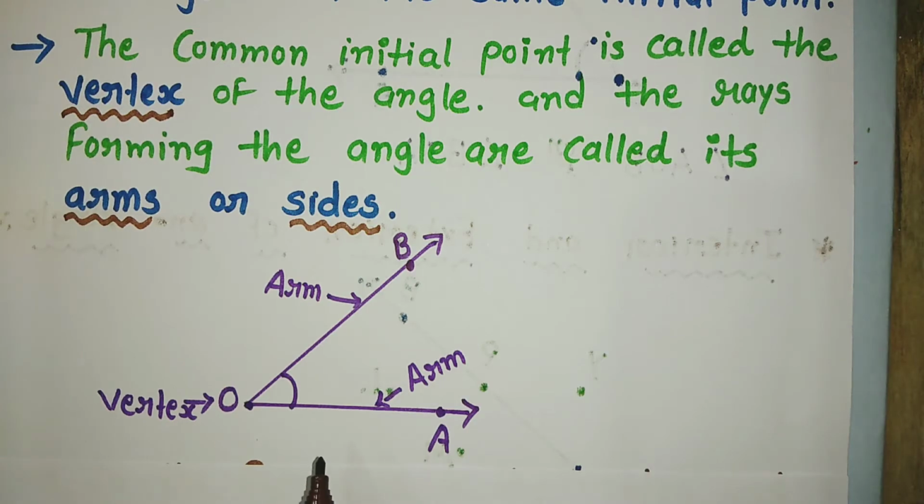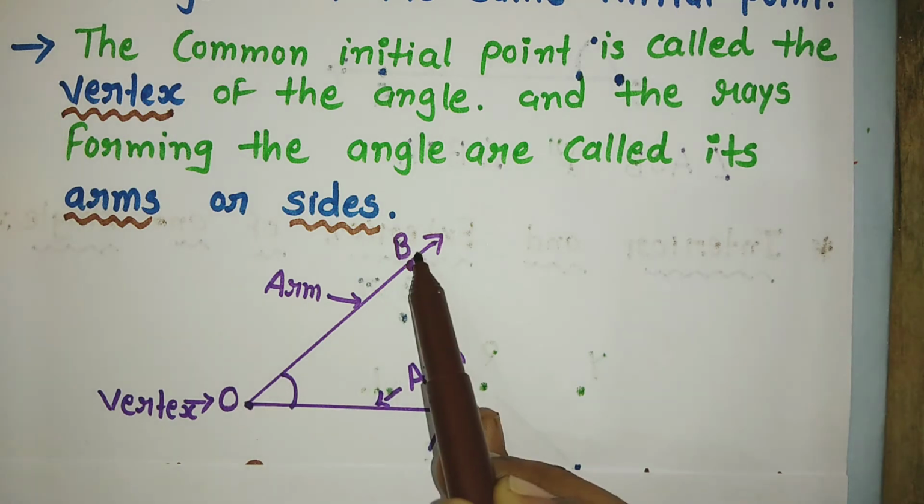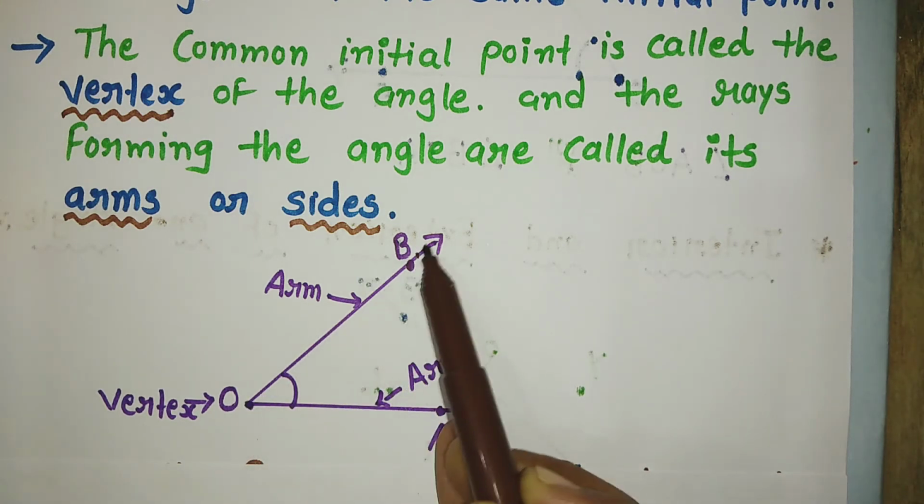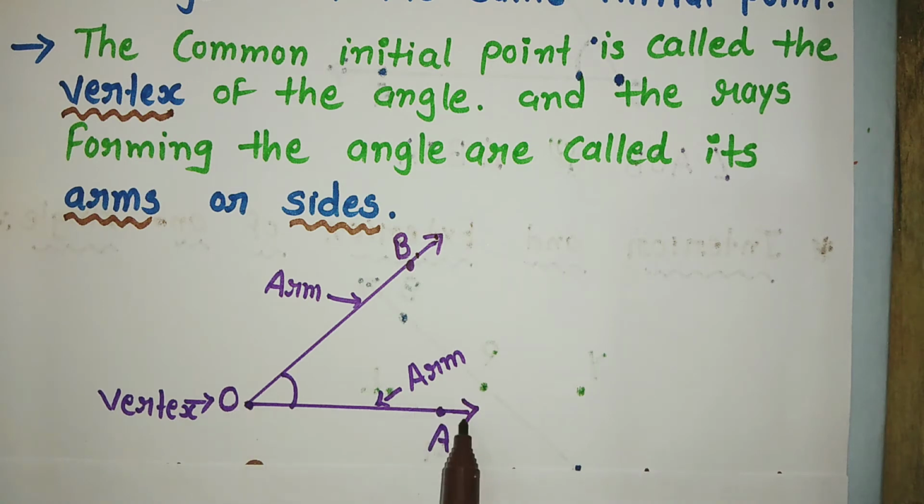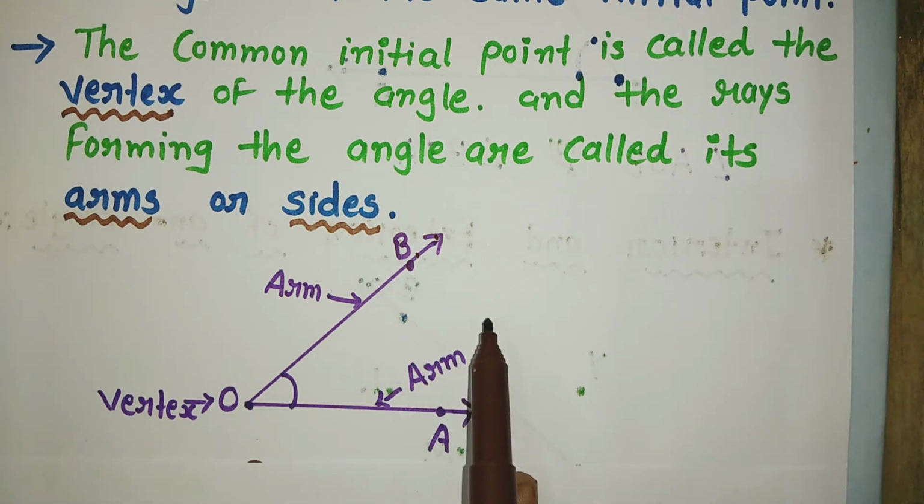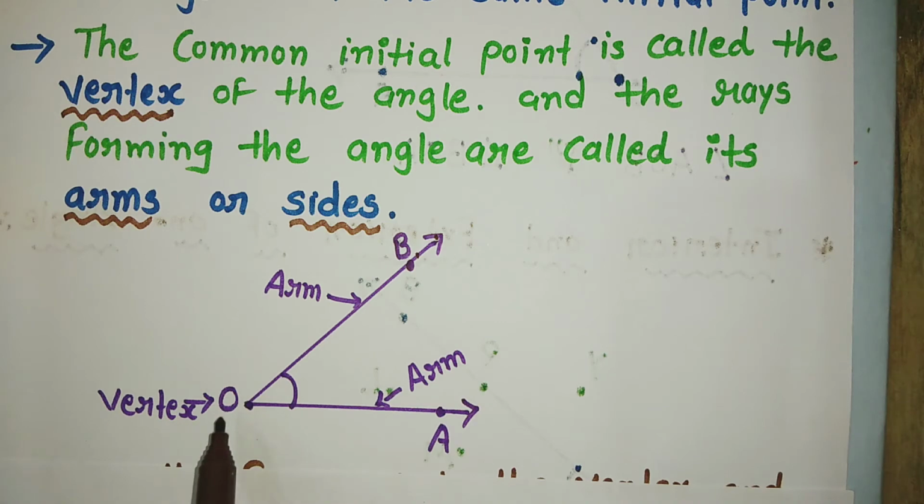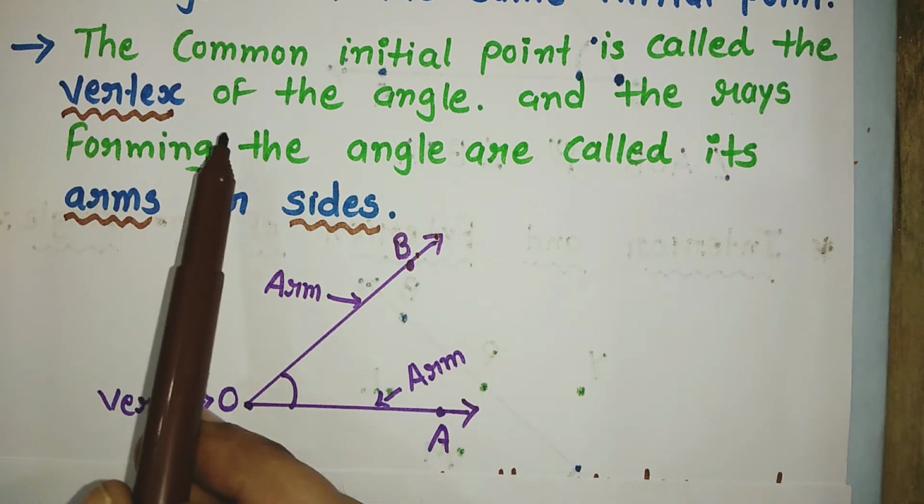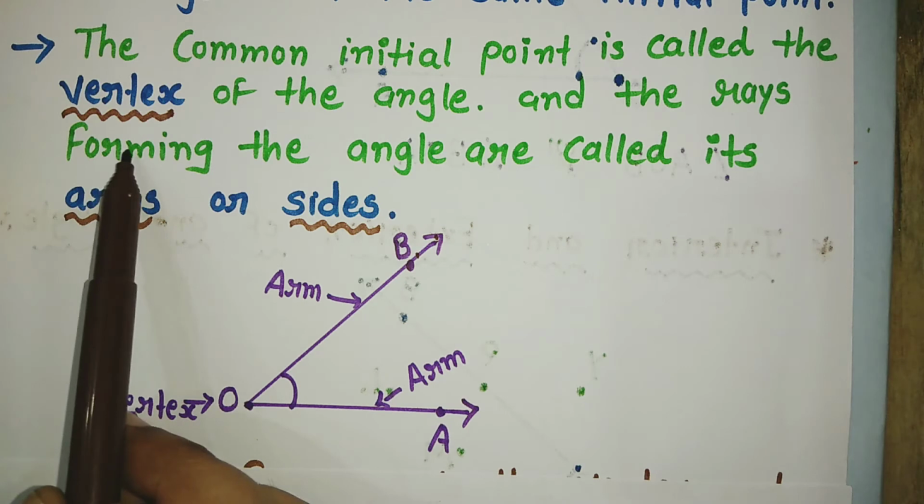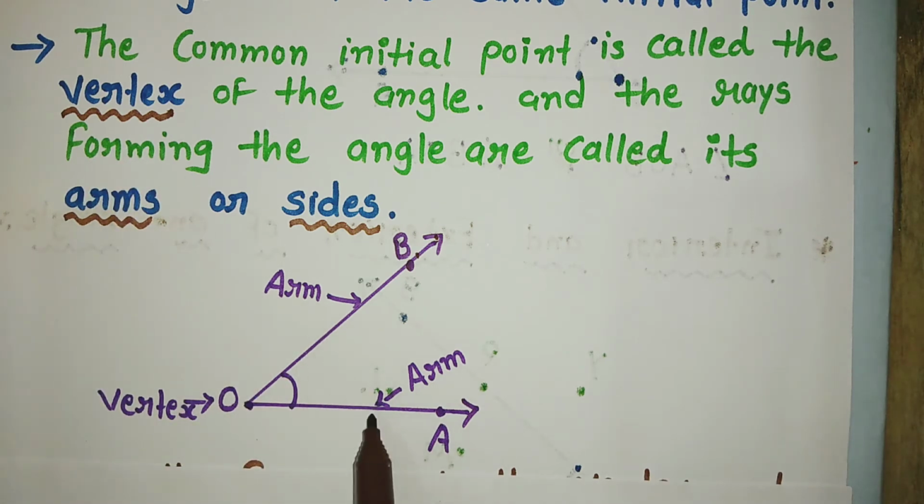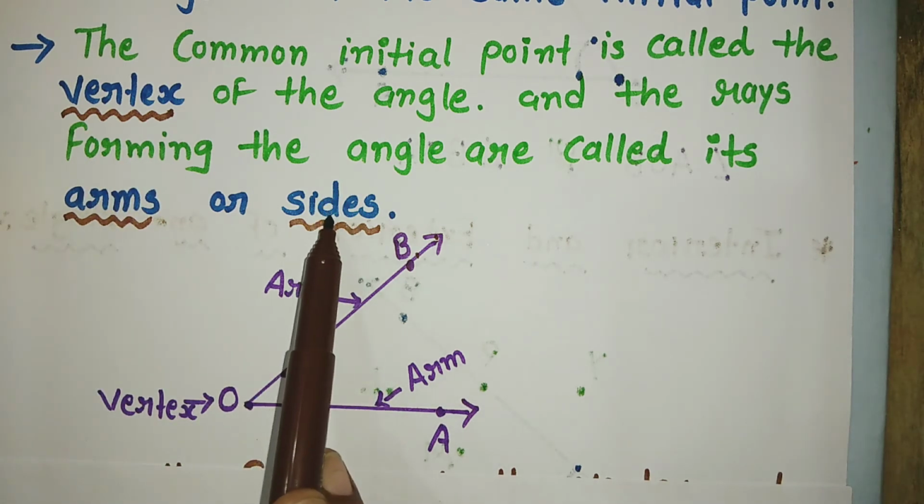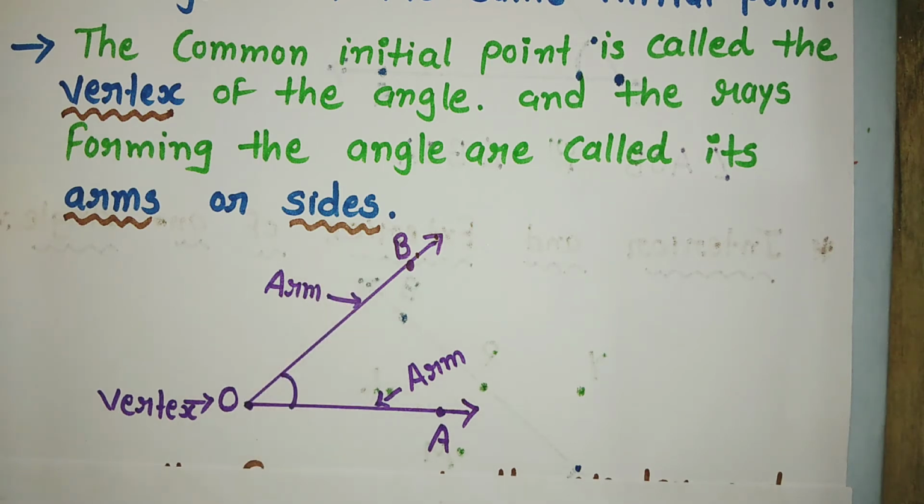So here you will get a clear idea of an angle, vertex, and arms. Here you can see this ray OB, and this is the ray OA. These two rays OB and OA are starting from the same point O. So O is the vertex. As I told, the initial point is called the vertex, and these two rays are the arms, or I can say sides, of the angle.